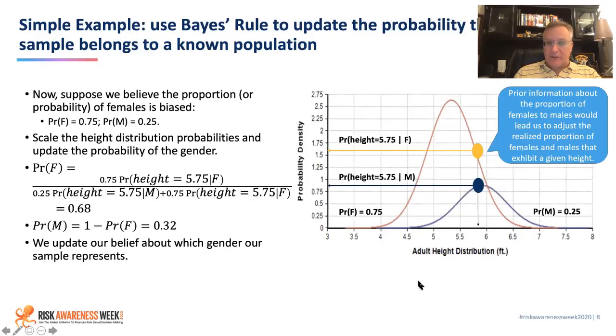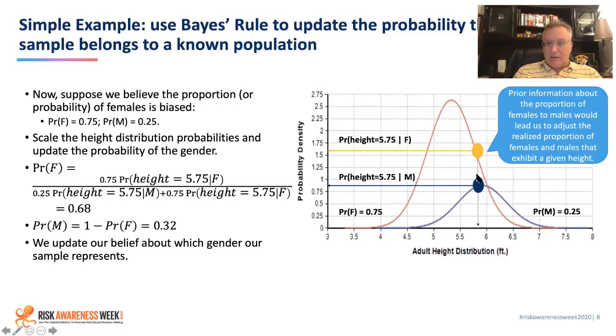But things are a little different when we have some prior belief that the proportionality of the population distributions is different. In other words, maybe we are selecting from a population of humans where we know, or have a very strong belief, that the proportion of females to males is, let's say, 3 to 1, highly skewed.